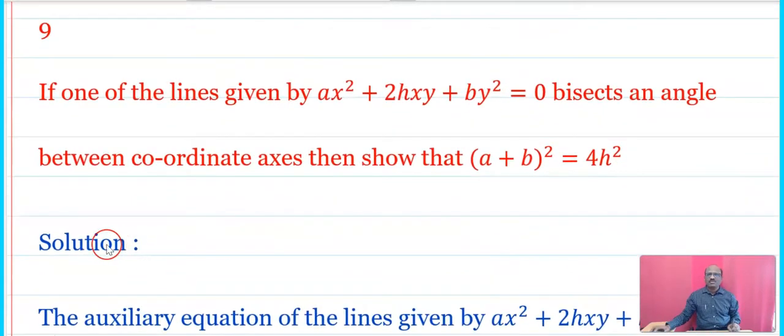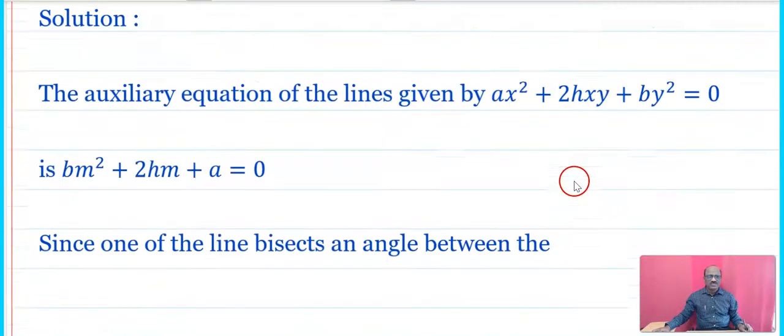Now next problem, problem number 9. If one of the lines given by ax² + 2hxy + by² = 0 bisects an angle between the coordinate axes, then show that (a + b)² = 4h².